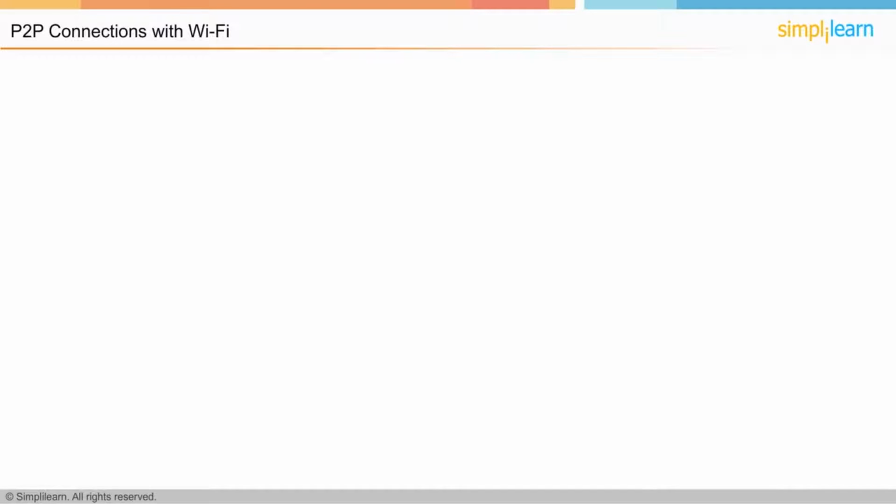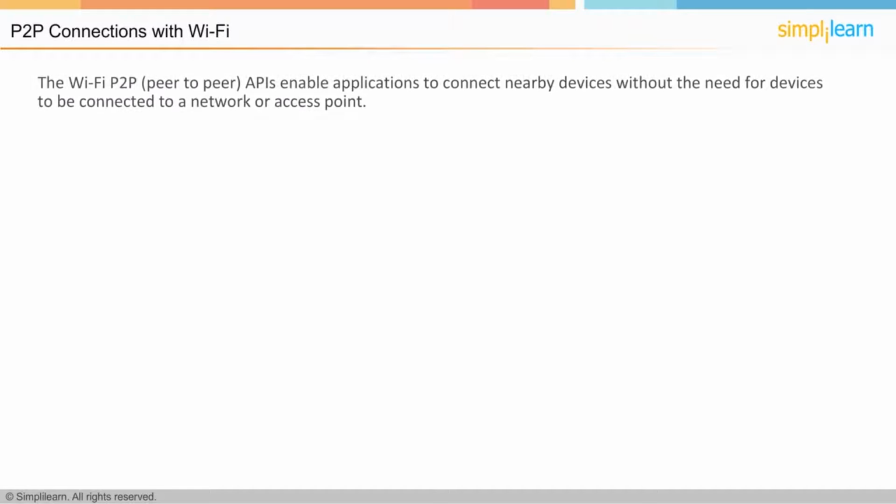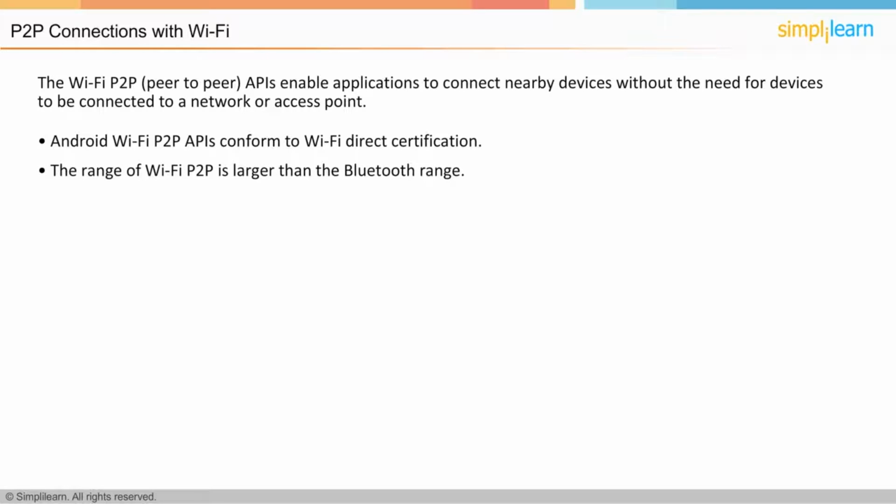P2P is an acronym for peer-to-peer. The Wi-Fi P2P APIs enable applications to connect to nearby devices without the need for devices to be connected to a network or access points. Applications running on a device can find other devices nearby, begin a connection and start communicating using Android Wi-Fi P2P APIs. Android Wi-Fi P2P APIs conform to Wi-Fi Direct certification. The range of Wi-Fi P2P is larger than the range of Bluetooth.